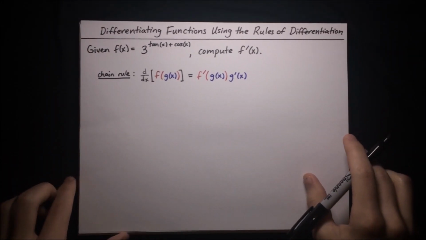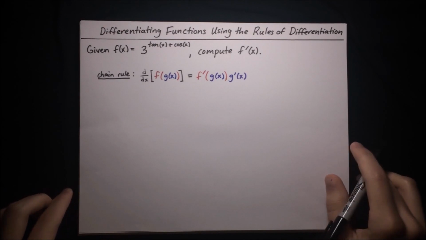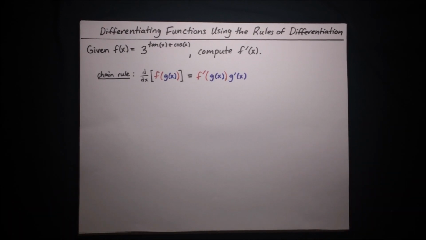Here's another example. We're given that our function f of x is defined by 3 to the power of tangent x plus cosine x, and we want to compute the derivative f prime of x. Alright, so this is a pretty complicated function. We've got an exponential function, 3 to some exponent, combined with this function tangent x plus cosine x, which represents the exponent. And how do we deal with this kind of composition of functions when we're differentiating?